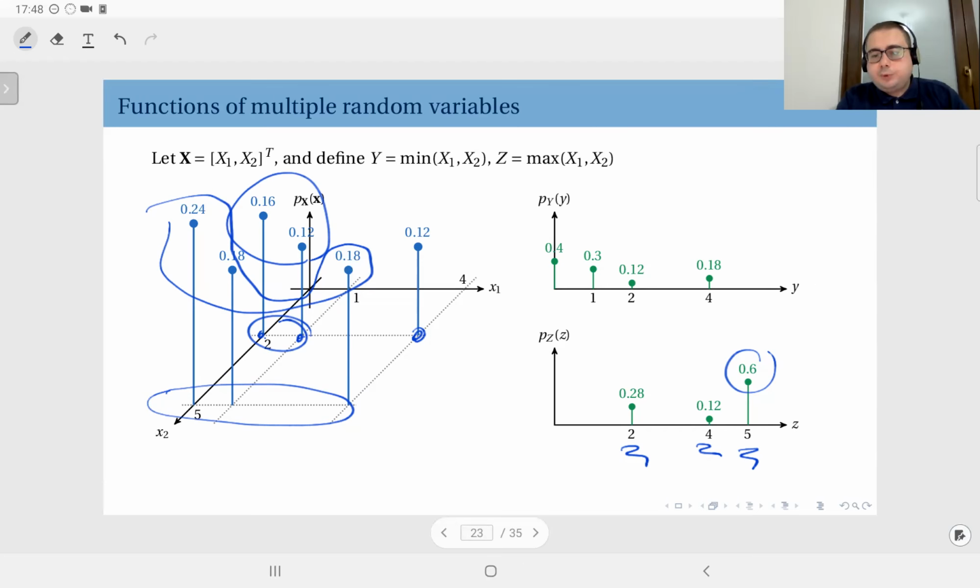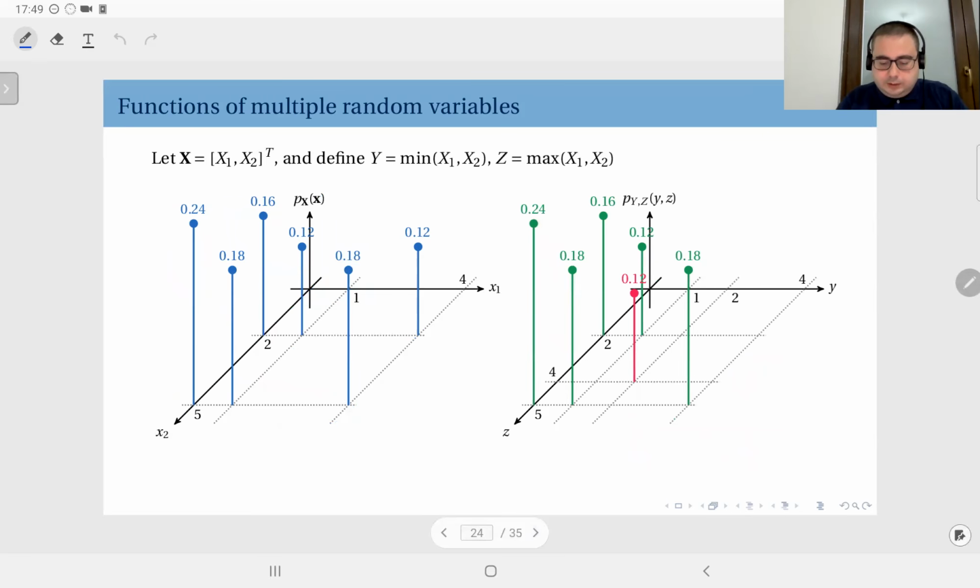Now, at this point, maybe we can also define the random vector consisting of the components y and z. So maybe we are interested in the joint distribution of y and z. Remember, if I have the marginal of y and the marginal of z, it's not possible to write their joint distribution. But since I have the joint distribution of x1 and x2, looking at this, I can write the joint distribution of y and z.